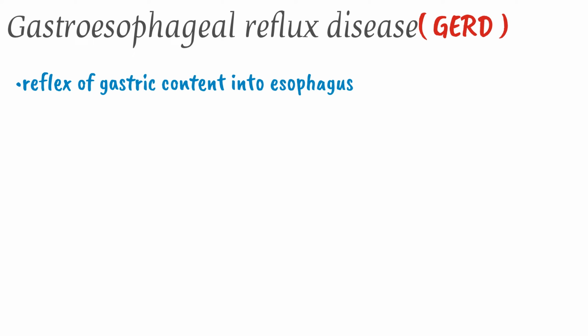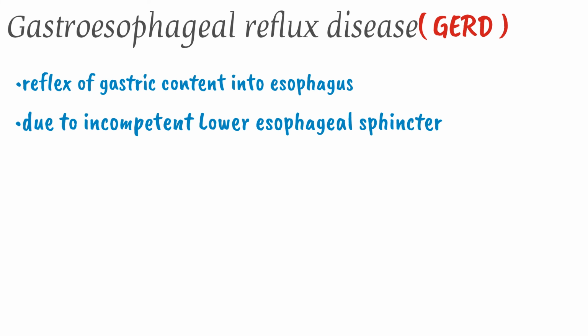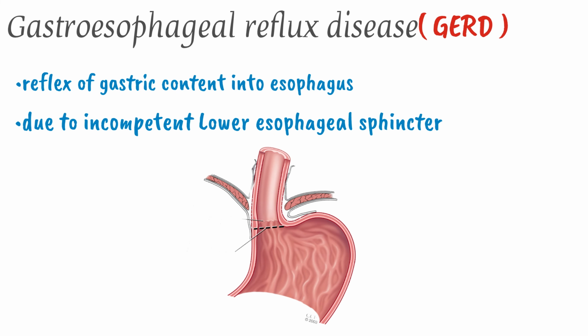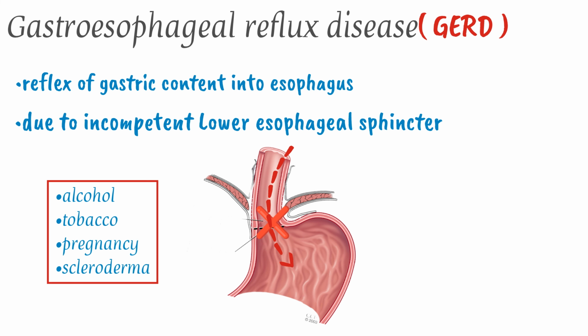The last topic is gastroesophageal reflux disease. The gastroesophageal reflux, commonly called GERD, is a reflux of gastric content into the esophagus due to an incompetent lower esophageal sphincter. Normally, the food passes from esophagus to stomach, and when the food passes, the lower esophageal sphincter contracts, and there will be no backflow of food from stomach to esophagus. But whenever a patient is addicted to alcohol, tobacco, or is obese, pregnant, or has a disease like scleroderma, all of these will cause lowering of the lower esophageal sphincter tone.